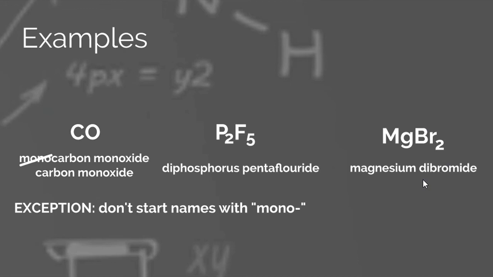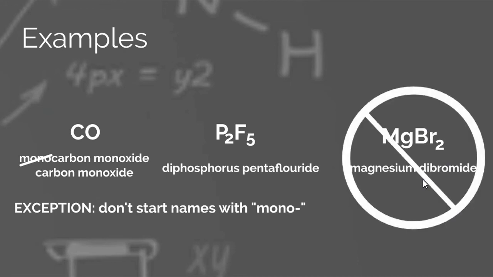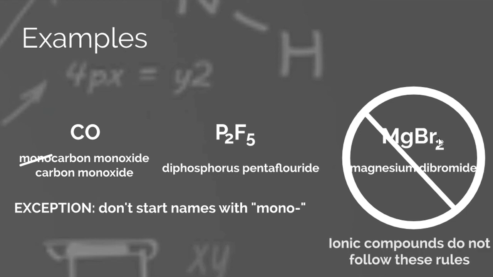Simple enough. Or you would think, because this actually turns out to be wrong, this is not the way we would name this compound. The reason for that is that it is not a covalent compound. If you remember, magnesium is a metal, bromine is a nonmetal. This makes it an ionic compound, and we actually use a different set of rules for naming ionic compounds. And we'll get to see that more in the next section, so stay tuned for that.